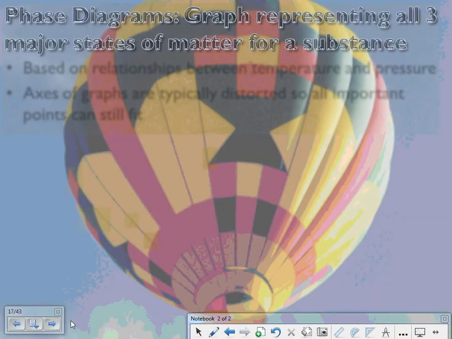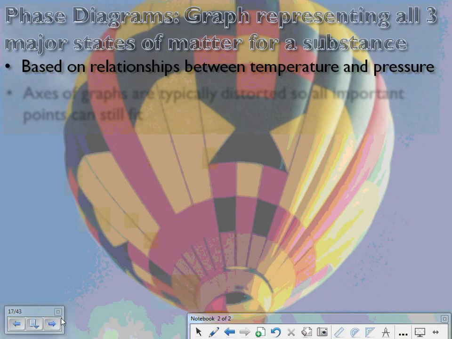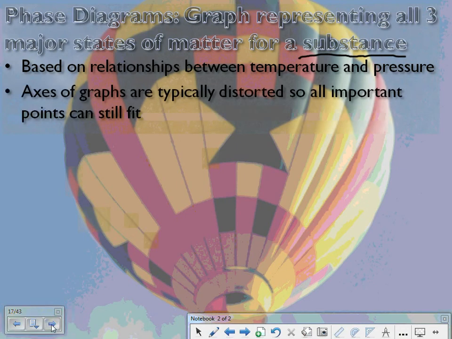All right, here's our last thing. Phase diagrams. This is a graph that's going to represent the 3 states of matter for a substance, and we only talk about one substance at a time in a phase diagram, just for one substance. And it's based on the relationships between temperature and pressure. And because the temperature and pressure vary so widely on a phase diagram, it's not going to be a graph with axes that are going up like what they have to draw in math class.